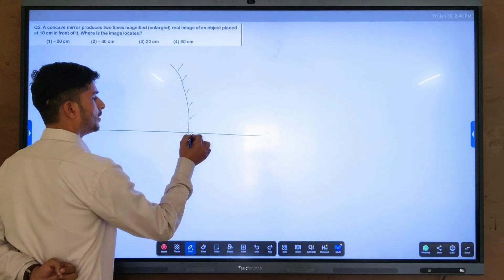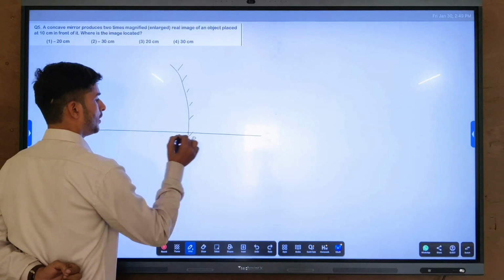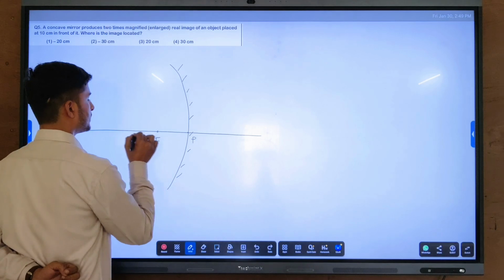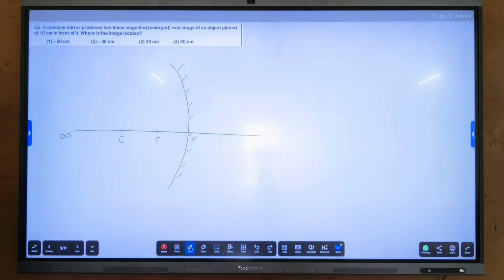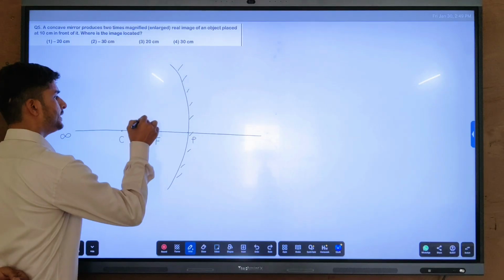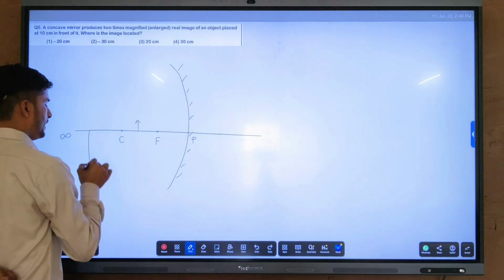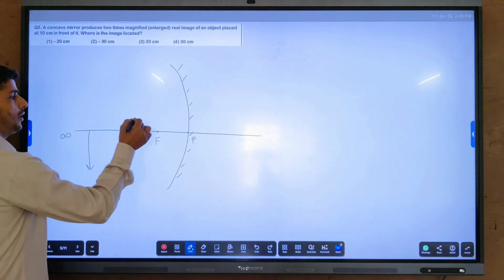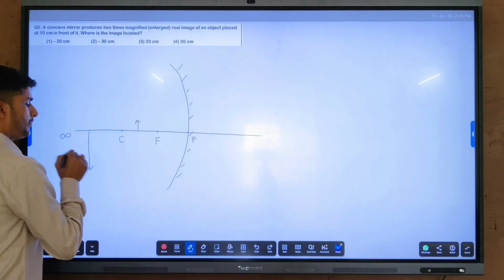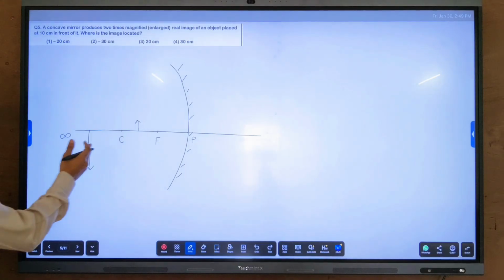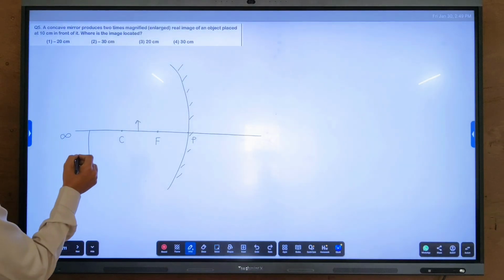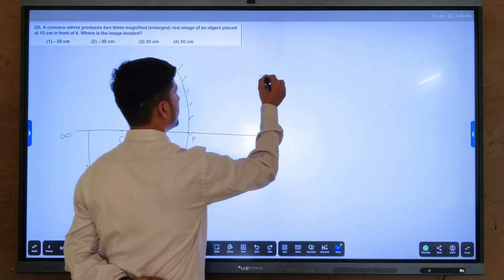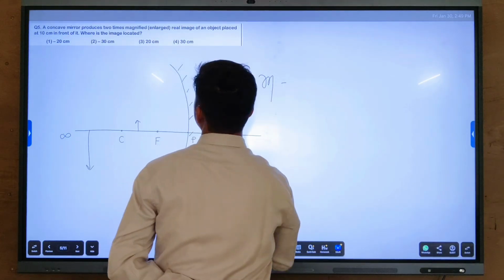You know this is the pole, and then we have focus, then we have center of curvature, and we have some distance, infinity. So if the object is placed between C and F, then we get a magnified image. A real object gets a magnified image in between C and infinity. So the magnification here they have given is how many times?